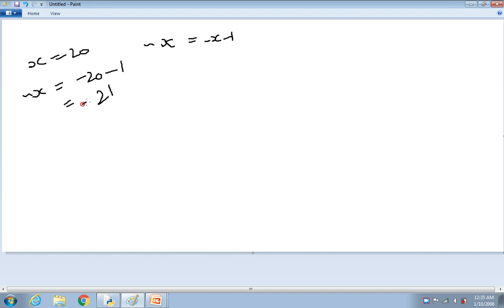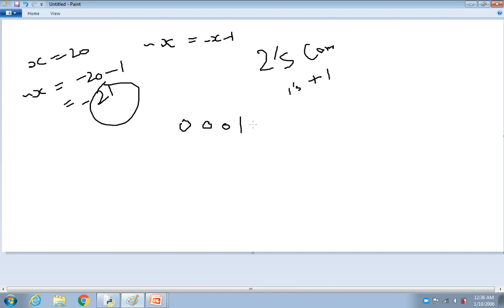So another way to check this minus 21 is that you can calculate it with the help of 2's complement. How is 2's complement calculated? 2's complement is calculated with the help of 1's complement plus 1. So what we will do? We will take 20, that is 0, 0, 0, 1, 0, 1, 0 and 0. This is your 20. How will you calculate minus 20? You have already done it.